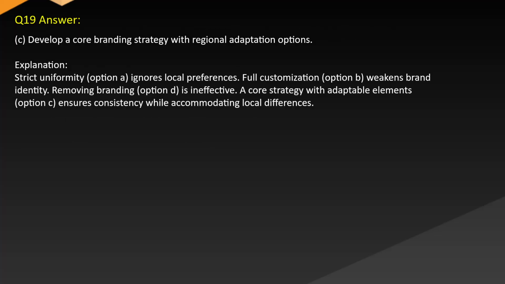Answer: C. Develop a core branding strategy with regional adaptation options. Explanation: strict uniformity, option A, ignores local preferences. Full customization, option B, weakens brand identity. Removing branding, option D, is ineffective. A core strategy with adaptable elements, option C, ensures consistency while accommodating local differences.